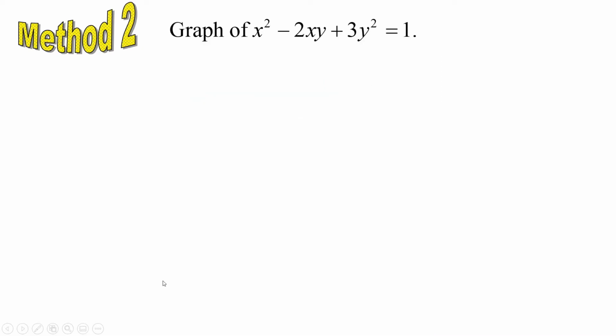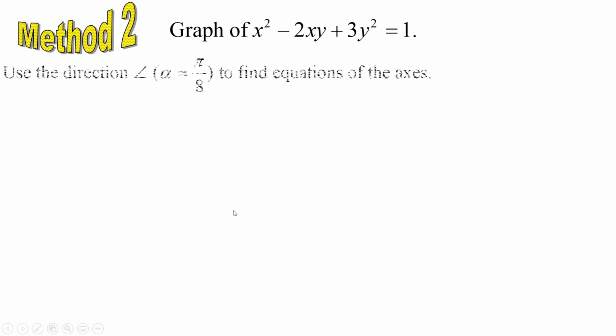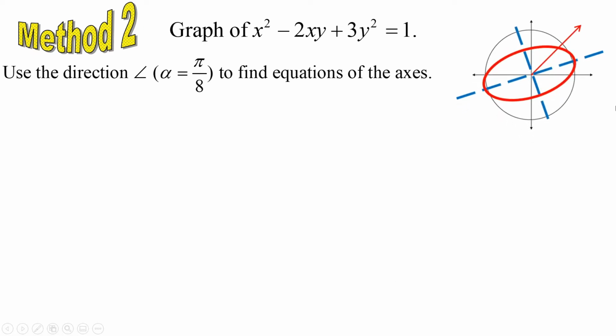All right, so we're going to graph x squared minus 2xy plus 3y squared equals 1, and we're going to do most of it by hand. All right, so here we go. Enjoy the ride. Now, we already know our direction angle is pi over 8, and we're going to use that to find the equations of the axes. Remember, this ellipse has a major axis right here and a minor axis right here, and they have to be perpendicular to each other. We also know it hasn't been translated horizontally or vertically, so our axes will intersect at the origin.